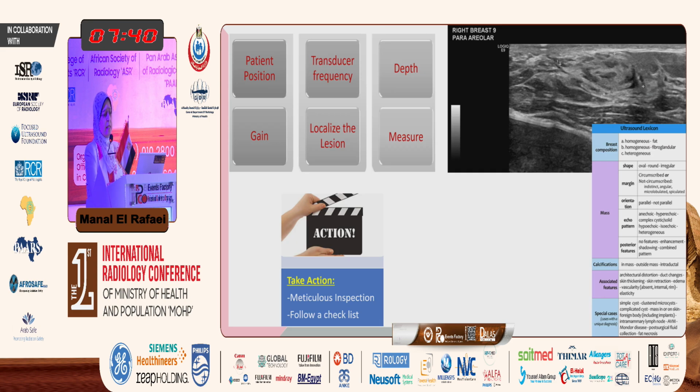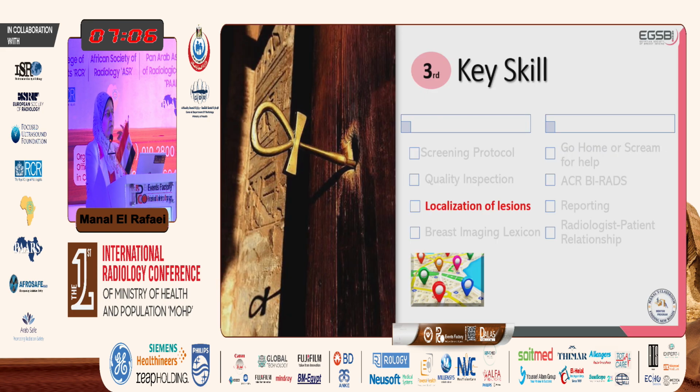On ultrasound, it is the same. You have to follow the checklist also, but you have to use some techniques to obtain optimal imaging. That means the patient position. I have to know when to make the patient supine and when to make the patient lateral. I have to choose the transducer frequency depending on the size of the breast. Then I have to adjust my depth and gain. And finally, to properly localize the lesions and measure the lesion. So these are the items which lead to good quality of the image. All the quality inspection helps me for proper diagnosis.